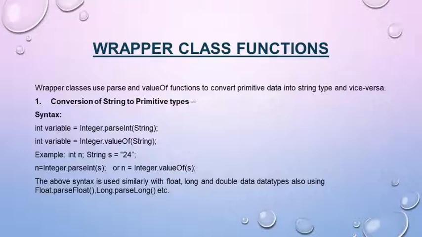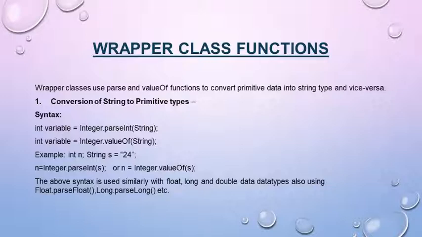Look at the example now. There is a variable n of integer type. If we write String s equals, in double quotes, 24, this number 24 will be considered as a string and stored in a string variable s. Now if I write n equals Integer.parseInt and in brackets I write s, what will happen? This string is converted into an integer using the parseInt function and stored in an integer variable n.